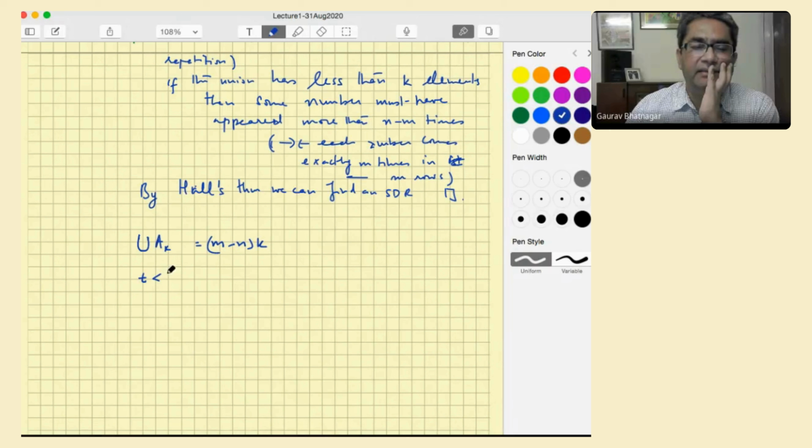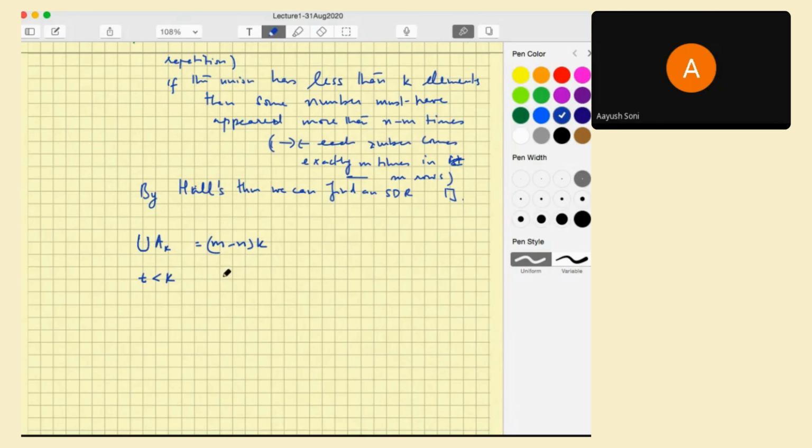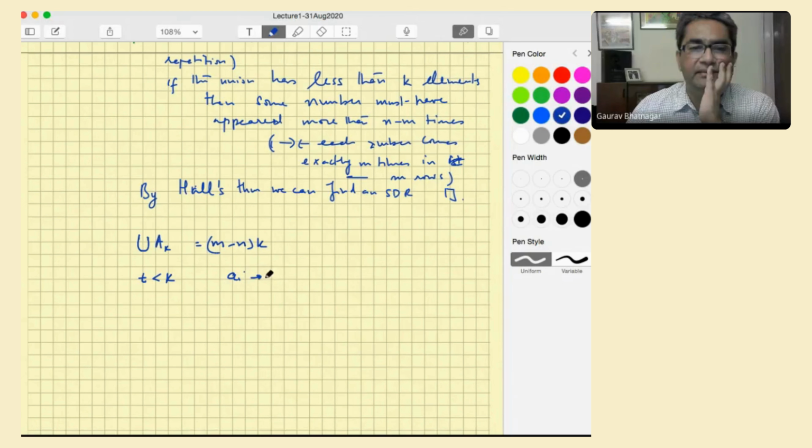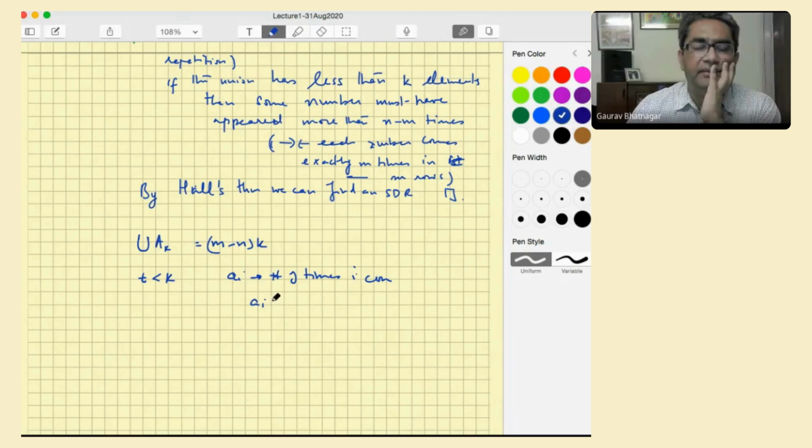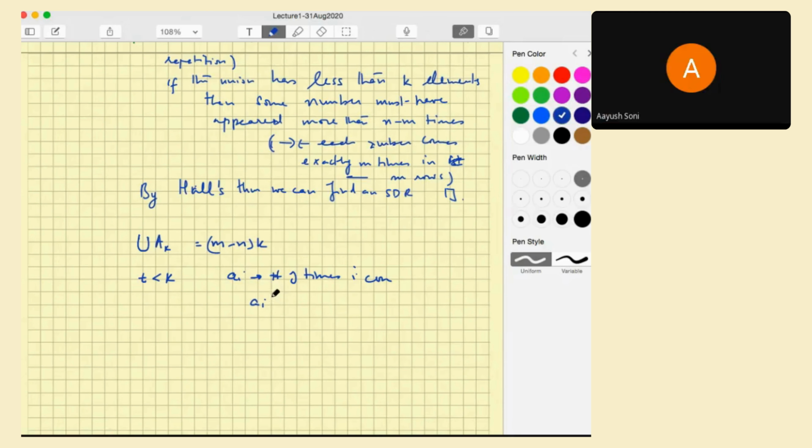Right. So now let ai be the number of times the ith element comes in the union. So we will have summation ai times ti is equal to m minus n times k, and the ti, i goes from, yeah, we can call it ti.